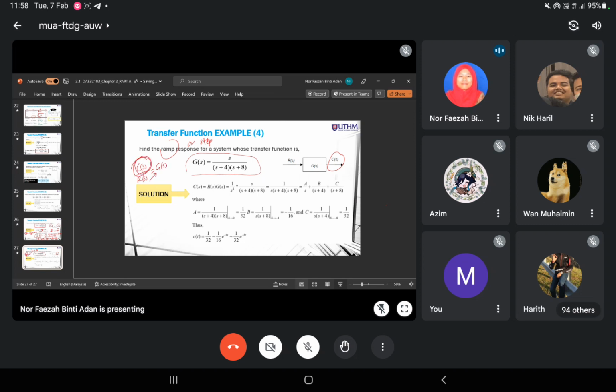So we must multiply GS and RS. If it's a ramp, its S domain is 1 over S squared multiplied by that equation. And you will get, for this example, 1 over S(S plus 4)(S plus 8), and you split it using partial fractions.